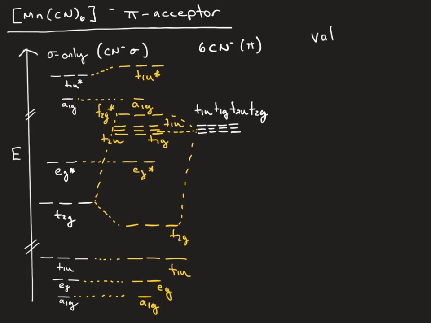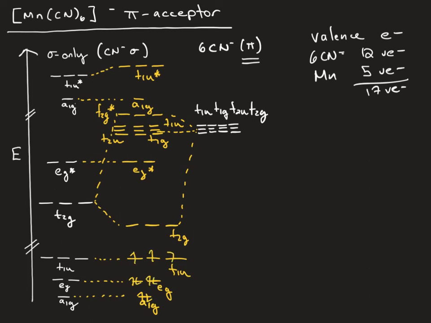Now, considering our valence electrons from the six cyanides, we have 12 valence electrons, two from each of those sigma orbitals. Remember, these pi type orbitals are all unfilled antibonding orbitals. And then from the manganese, we have 5 valence electrons for a total of 17 valence electrons. So filling those in, we have our 12 electrons from our ligand-based orbitals, and then we have 1, 2, 3, 4, 5 from the manganese.